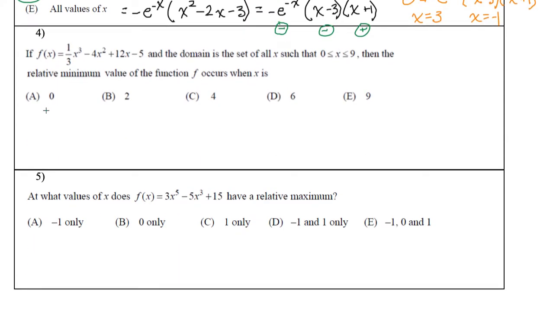Number 4. We have some function, and it's defined on 0 and 9, so it can't go outside of those bounds. What is the relative minimum? So let's define that. What is a relative minimum?